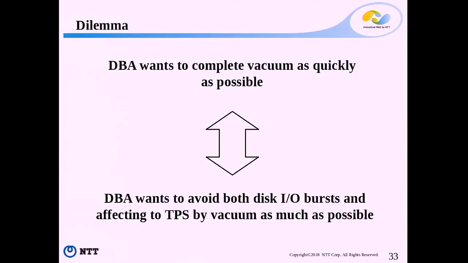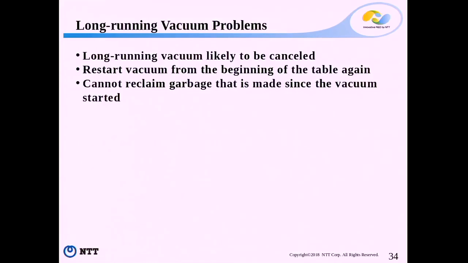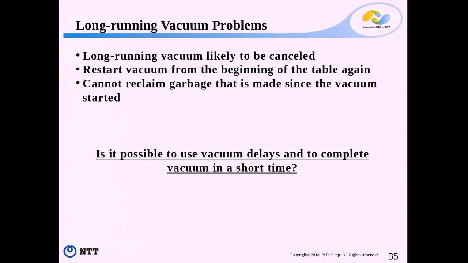If we use the vacuum delays, we cannot avoid the situation where there is a long running vacuum problem. The most common problem of a long running vacuum is, I think, that a long running vacuum is likely to be canceled by concurrent locking. And if the autovacuum is canceled, the vacuum will restart again, but restart from the beginning of the table again. So there is a big question here: is it possible to use vacuum delay and to complete vacuum in a short time?